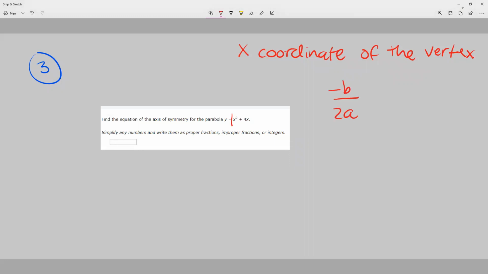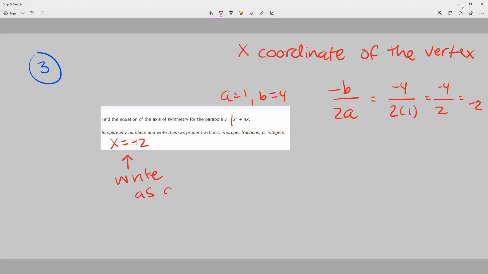If I look, I have 1 and 4. So a is 1, b is 4. So negative 4 over 2 times 1. Negative 2. And so my axis of symmetry is the equation x equals negative 2. And you have to write it as an equation. So if you write just the negative 2, it'll be wrong. So you do have to include this x equals part in the front, just so you know.